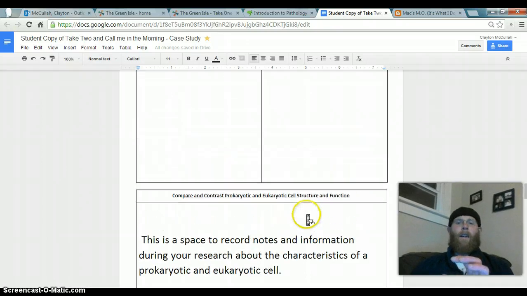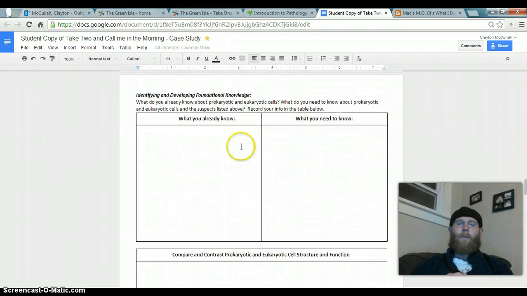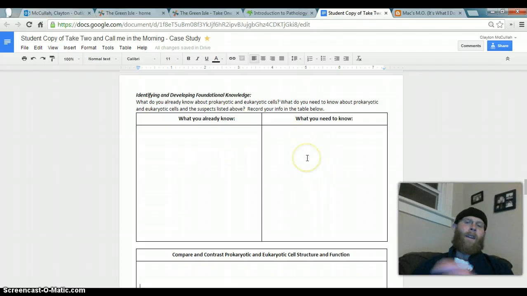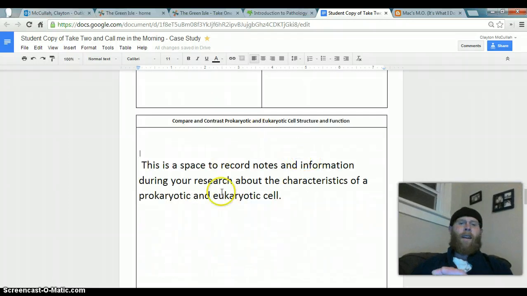So again, this first part, just do it quickly in your groups. Jot down, discuss, brainstorm. What do you remember about the differences between a prokaryotic and eukaryotic cell? What are some questions you still have about them that you may need to look up and research? And then down here is where you can compare and contrast, using the resources on my website, what the structure of a prokaryotic versus eukaryotic cell is.